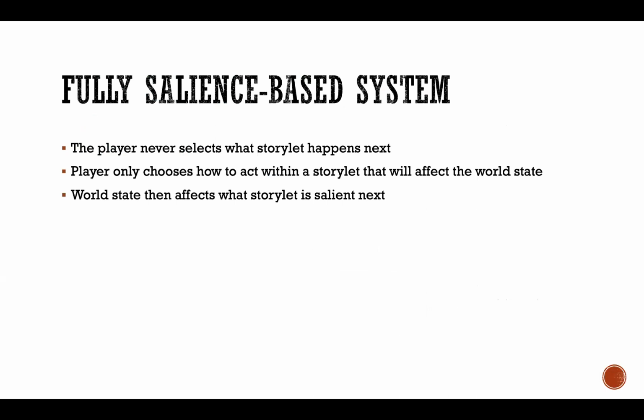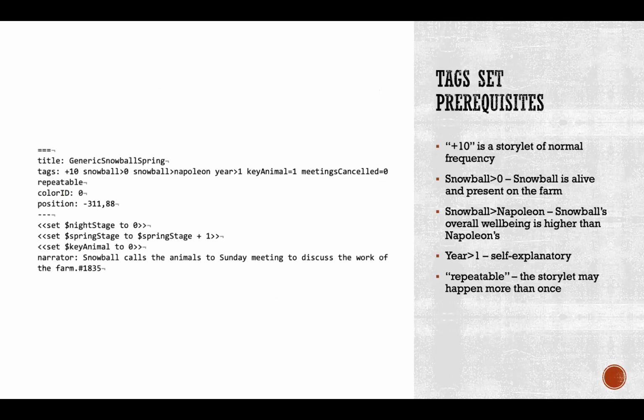That storylet system is different from other storylet systems in a couple of specific ways. One, unlike a number of others, it's fully salience based, which means that the player is never selecting the storylet themselves. It's going to happen next. It's not like they can select a location on the farm and then pick, I want to interact with the windmill. The game is always making that choice. You're only choosing to act within the storylet to affect the world state. And then the world state affects what storylet is going to be salient next. So that's the back and forth communication between the player and the system.